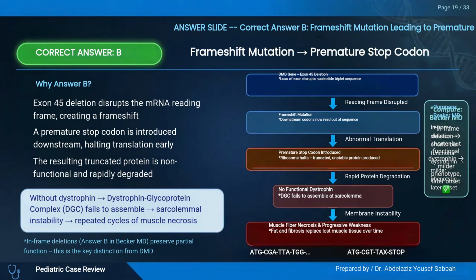An important comparison: in Becker muscular dystrophy, in-frame deletions preserve partial dystrophin function, resulting in a shorter but partially functional dystrophin protein, producing a milder phenotype with later onset. This is the key molecular distinction between Duchenne and Becker muscular dystrophy.